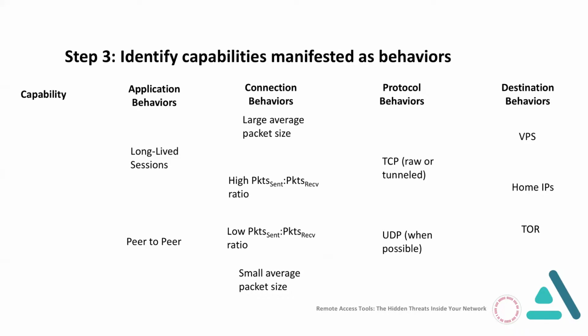And then finally, if you think about a layer 3 kind of scenario, destination behaviors, right? So what distinguishes the behaviors that you're interested in from maybe corporate approved behaviors with the same remote access tools? You most likely wouldn't expect users to be communicating with virtual private servers or home IP addresses or Tor, for example.